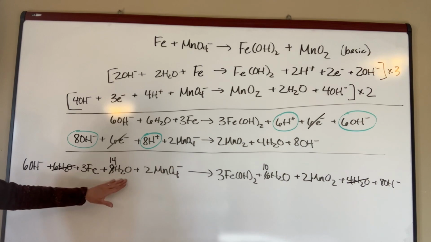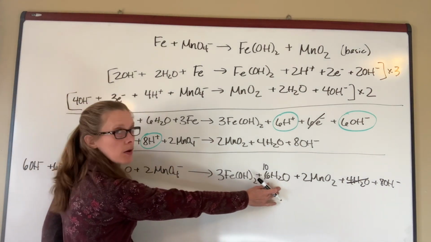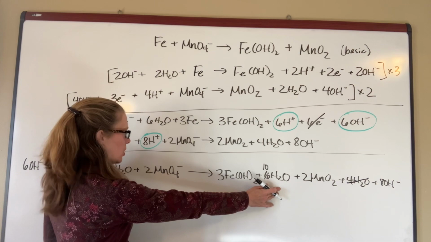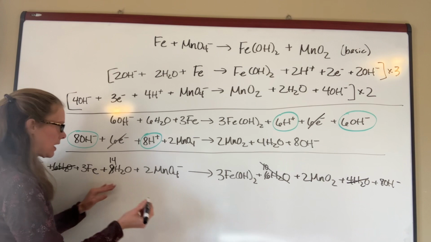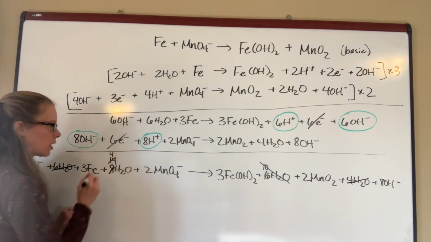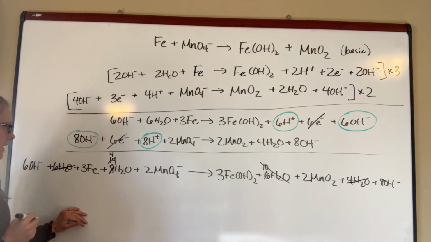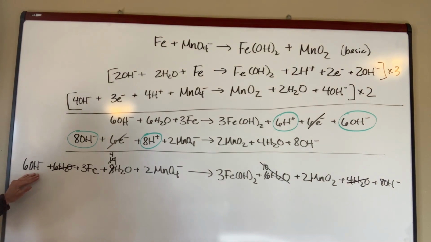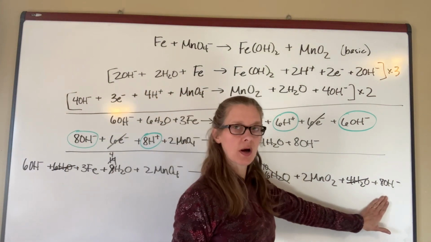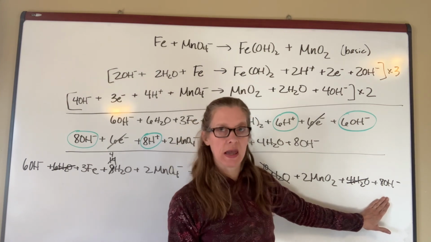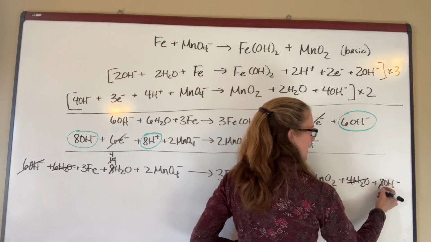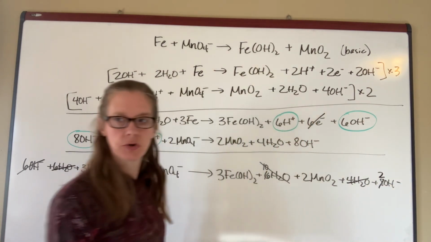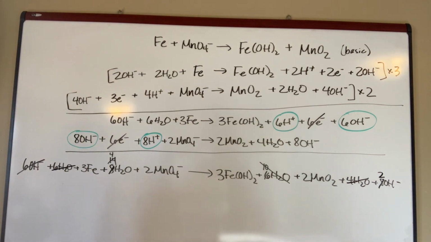Okay? Now, what can I cancel out on each side? Well, I had 14 waters on this side and 10 waters on this side. So here I can cancel them out completely. So here I'm going to get rid of these 10 waters, and that's going to leave me with 4 over here. All right. Then I have 6 hydroxides here, and I have 8 hydroxides on this side. So I'm going to cancel them out as well. So I'm going to get rid of these 6, and I'm just going to have 2 left over here. All right. So I think I've got everything canceled out.